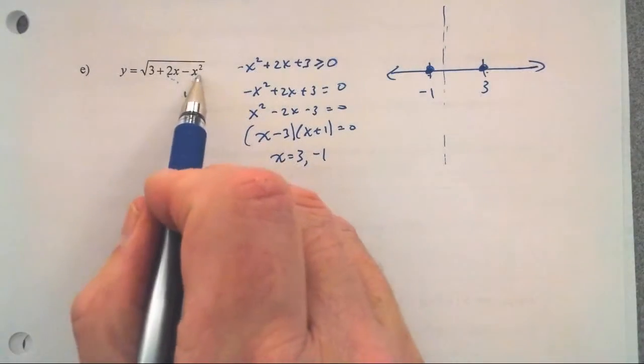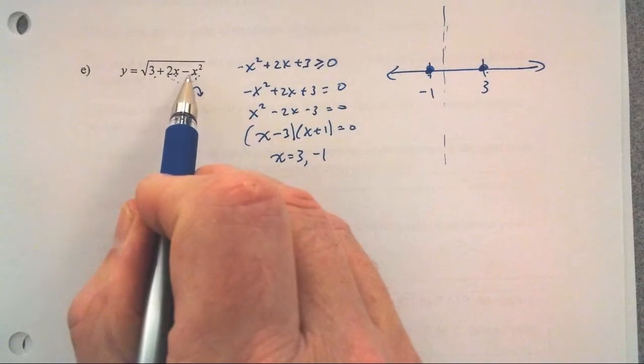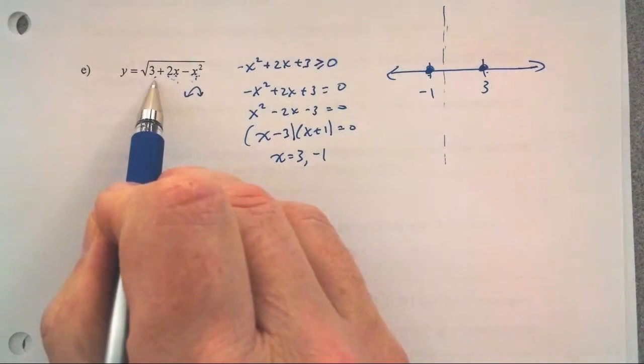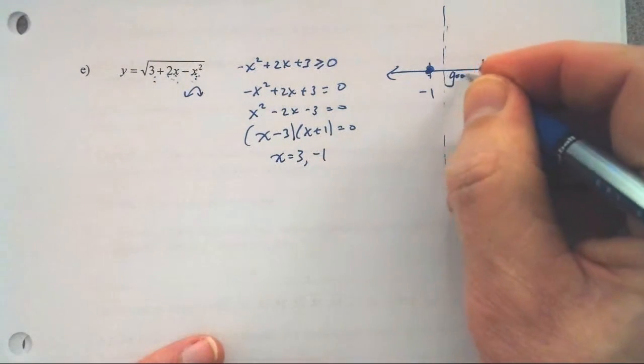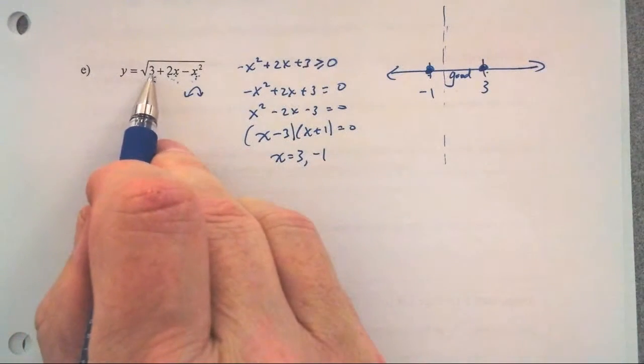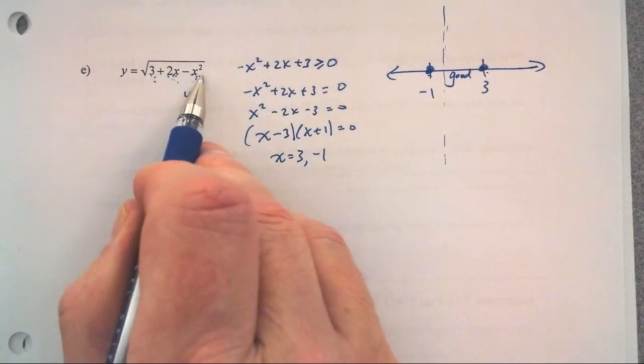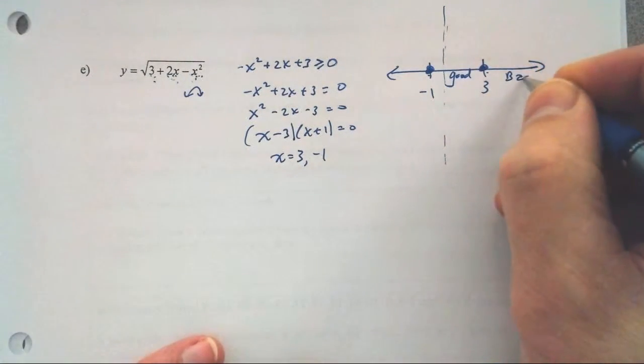Now, can I put 0 in here? If I put in 0, I get 3 plus 0 minus 0, I get 3. So this is a good zone. And then let's put in 4. Let's see, I get 3 plus 8, 11 minus 16. This is a bad zone. I can't have negatives in there.